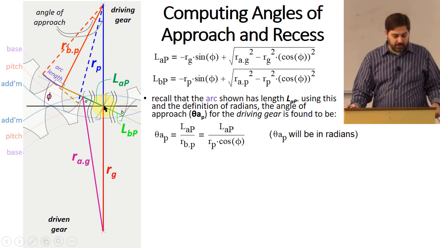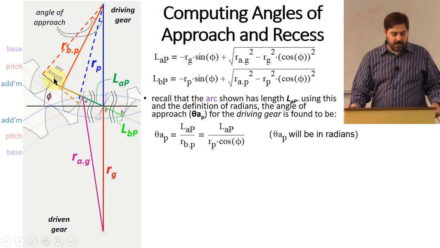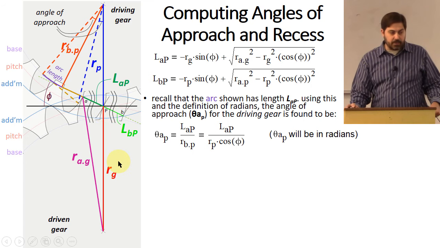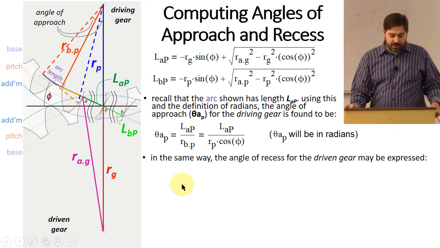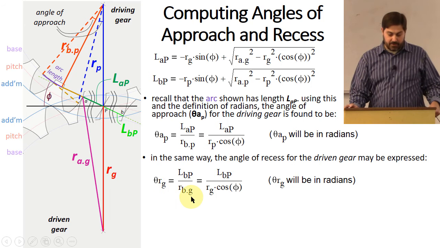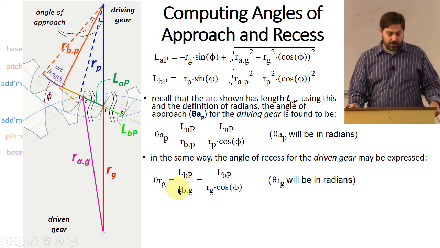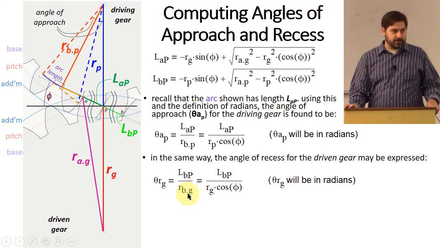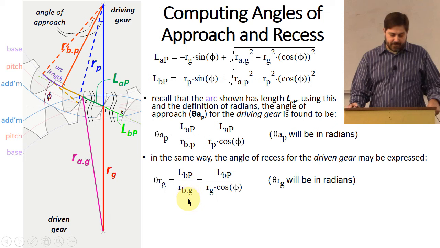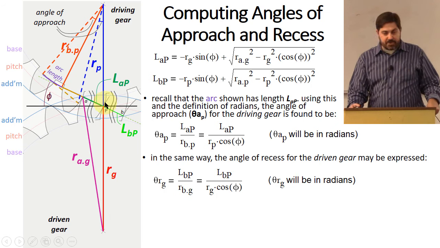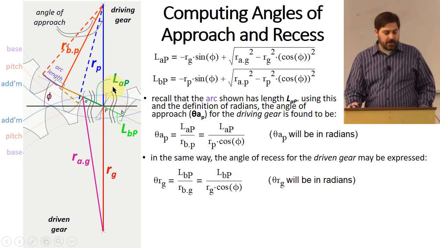Okay? Similarly for the other side, if you want to know what the angle of recess is, but for the gear, right? Because if you think about this, moving this whole analysis to the other side, we're now going to be figuring out what this angle is, but measured down here, right? So the angle of recess for the gear can be found with the same type of thing, but with LBP and R, the radius to the base circle of the gear. Okay? So now we know how to figure out what those angles of approach and recess are.